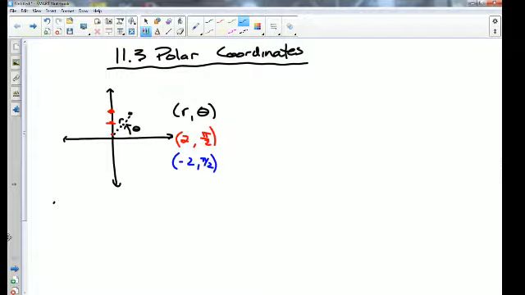I think of polars as the opposite of how they're written. So I always do the angle first, and then what's a negative radius going to look like? -2. That's also the same as 2, negative pi over 2. Right, because you can go negative pi over 2, 2 units.